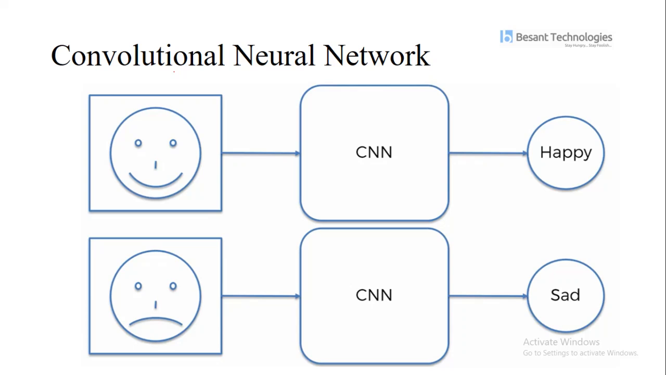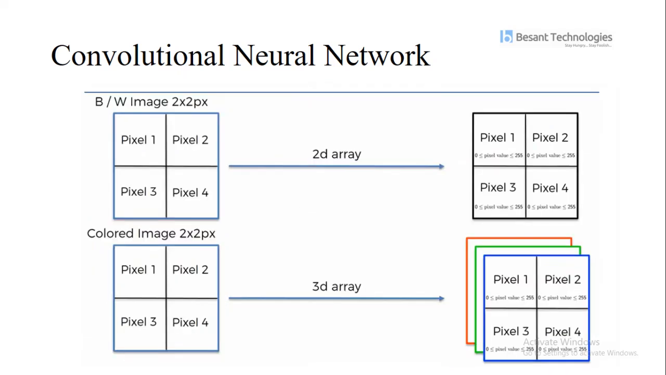So this is the smiley which is giving you the happy symbol, and this is the smiley which is going to give you the sad. So when we are passing the smiley to our neural network, it should understand whether it's happy or sad. The next thing is how the convolutional neural network works.